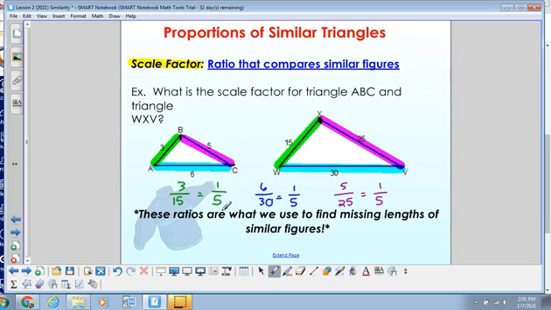Now with scale factor, it matters which one comes first. Since this one listed ABC first and then WXB, we want to list the smaller one first. If our question had asked in the reverse order, then we would need to use those symbols. But these ratios are what we use to find missing lengths in similar figures. So let's take a look at some problems.